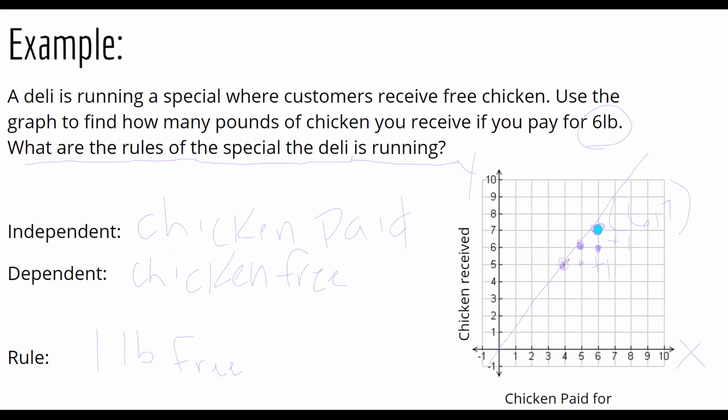So I hope this helps. Again, I will post a second video this afternoon going over your homework from yesterday with the graphs, or the tables, excuse me, and making an equation from them.